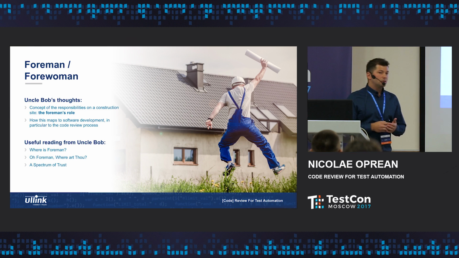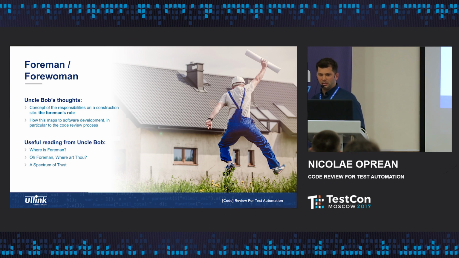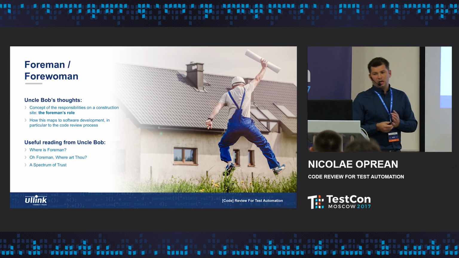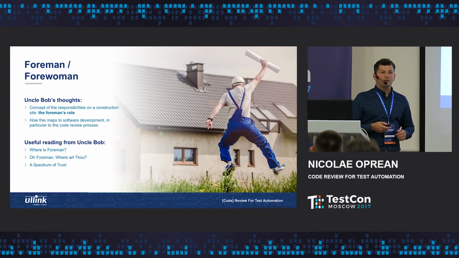Robert Martin, also known as Uncle Bob, is the co-author of the Agile Manifesto, where he explained a set of principles for software development under which requirements and solution evolve through common effort. So he came up with the idea of the foreman.